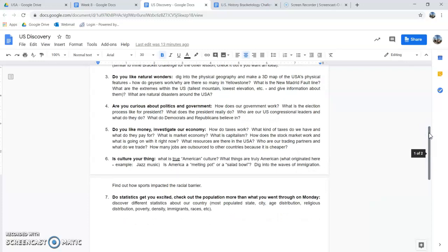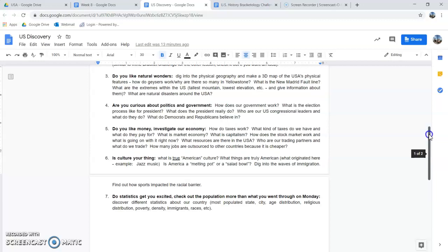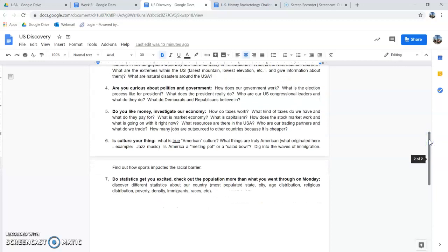Maybe even looking at the idea of a melting pot. All these different people from around the world have come together. So are we a melting pot, or are we more of a salad bowl? And look into what those two things mean. Maybe you want to look into immigration itself, or even how sports have impacted the racial barrier. Maybe you want to do more things with statistics. We started into it on Monday, but maybe you want to find out something deeper. Maybe you looked at something from that map that you thought was interesting, and you're like, ooh, I want to find out more about that. Go for it. Dig in as deep as you want to.